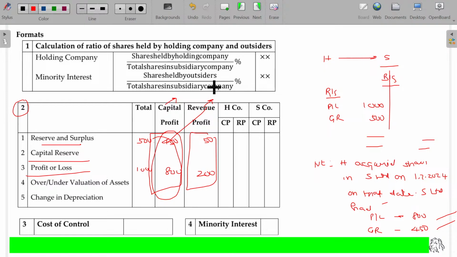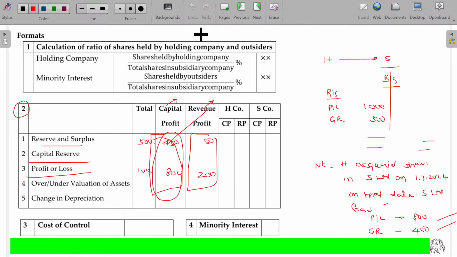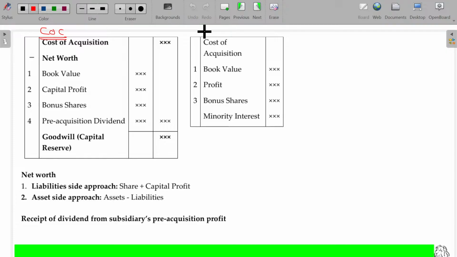So step number 3 is to calculate the cost of control as well as minority interest, both parallelly. In case of cost of control, you have to find out the net worth of the company's shares you purchased. Okay, you paid so much money, book value of the share, and all the capital profit will be taken, because you are paying not only for the face value, any profit accumulated as on the date of acquisition, that will also be forming part of your purchase price.